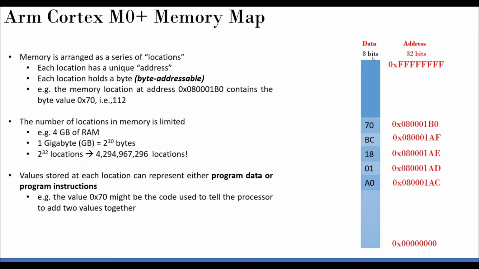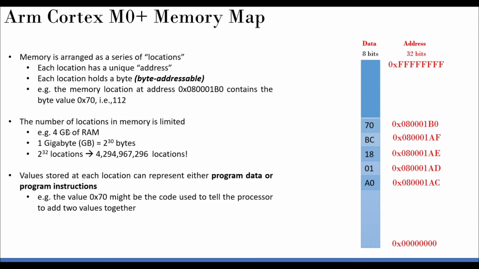Each location holds 8 bits. Please remember this. And we know the Cortex M0 Plus bus is 32 bits, so it can handle 32 bits of data. That means you need to consider 4 locations together as a data. So 8 bits, 8 bits, 8 bits, 8 bits make 32 bits, and that forms a data word for a Cortex M0 Plus. Very important. If it's a 16-bit instruction, that means two locations is what you are interested in.